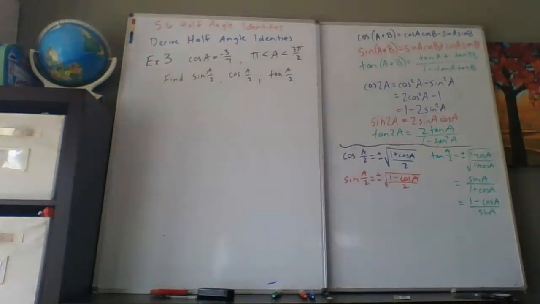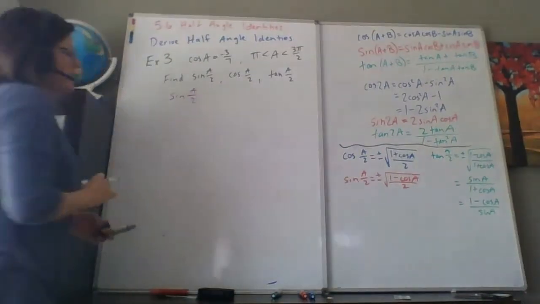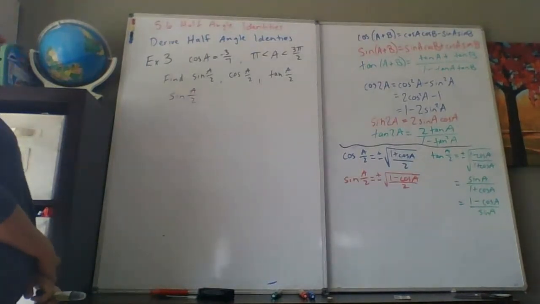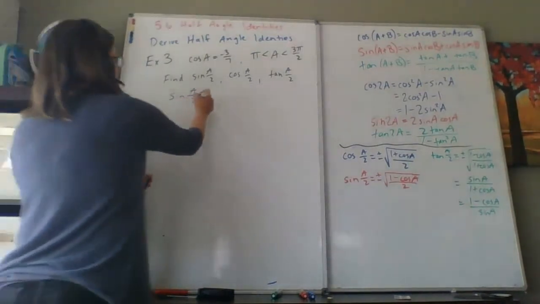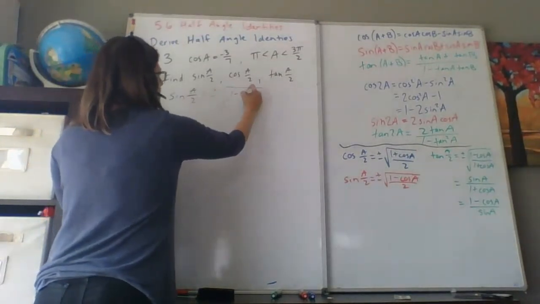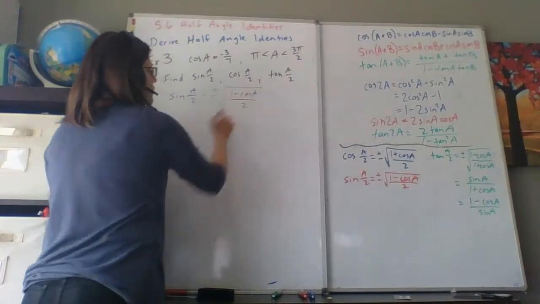Given cosine of A equals -3/7, where A is between pi and 3 pi over 2, find the values of sine of A over 2, cosine of A over 2, and tangent of A over 2. Let's start with sine of A over 2. First, let's write out the identity, where sine of A over 2 is plus or minus the square root of 1 minus cosine A all over 2.